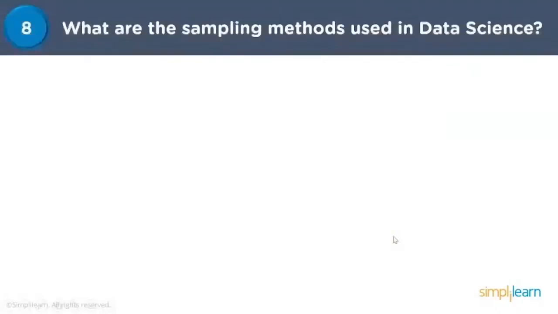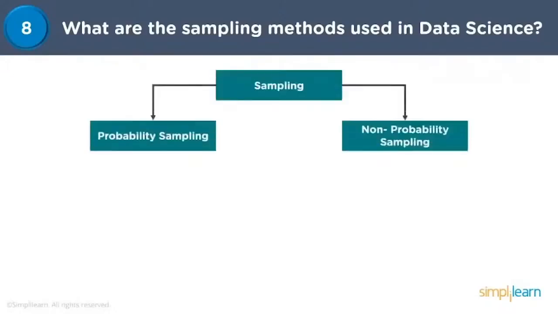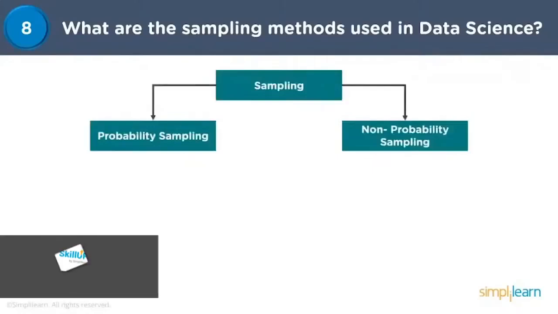Now moving to the 8th question. What are the sampling methods used in data science? Now sampling is a statistical technique that is used to select, manipulate and analyze a subset of data points and find patterns and trends in the large data set being examined. Now there are two types of sampling methods. We have probability sampling and non-probability sampling.